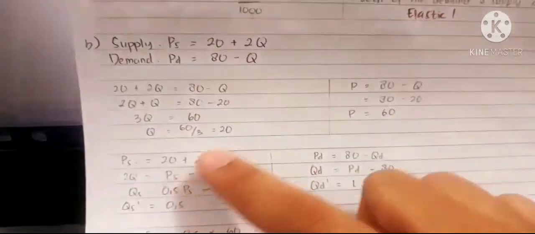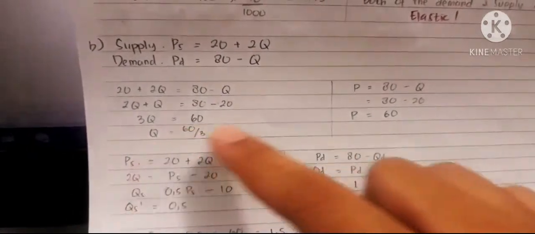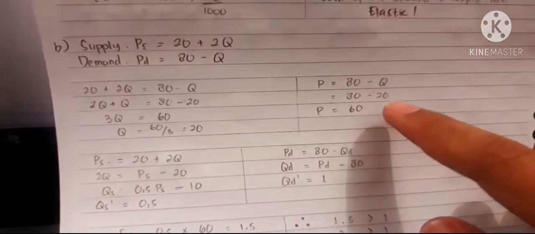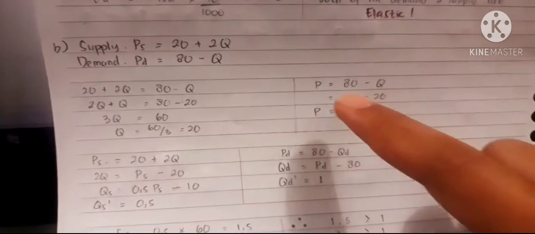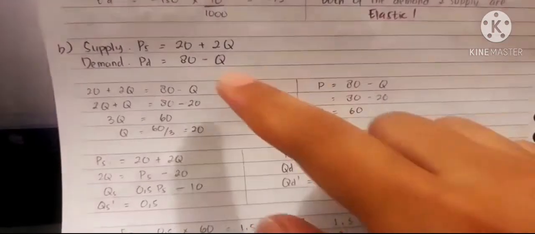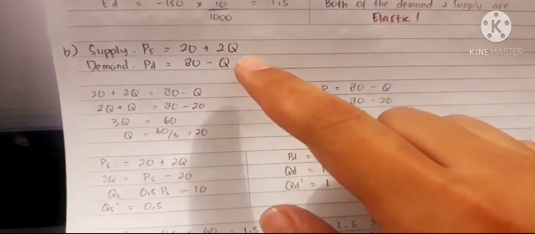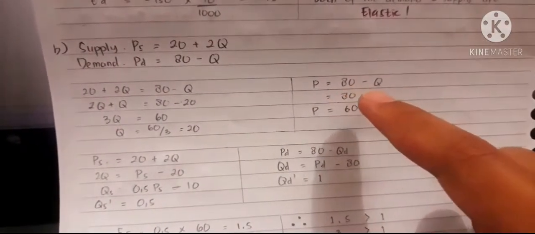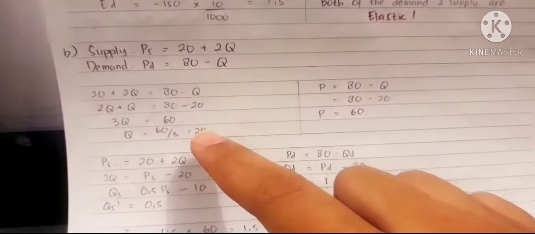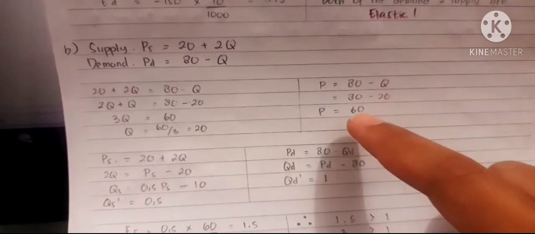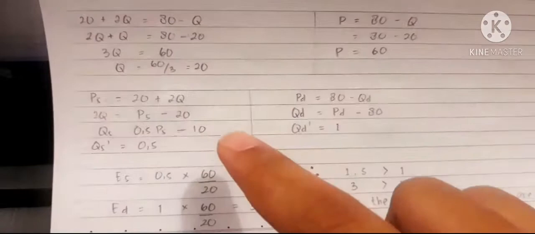We calculate it, and we get the Q point is 20, and the same as before, we have to get the P point. We can choose one of these: 80 minus Q, where Q is from this, and 80 minus 20 is 60. And after we get all of this, we move to this.